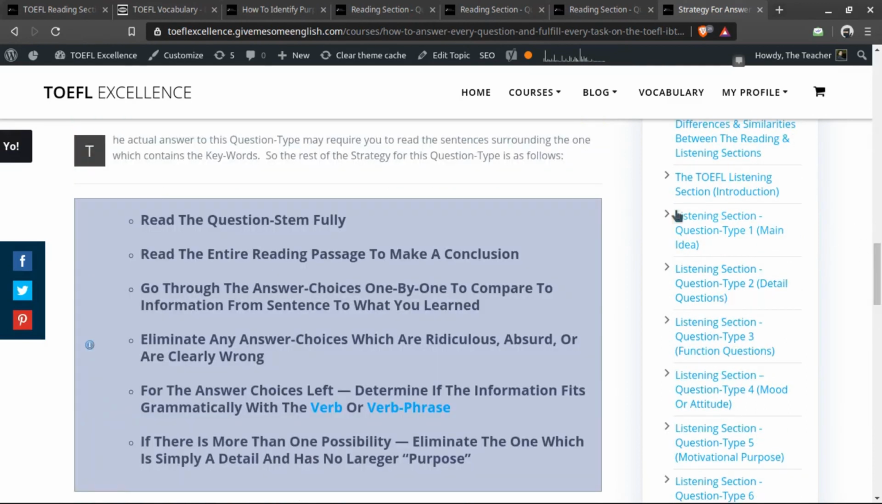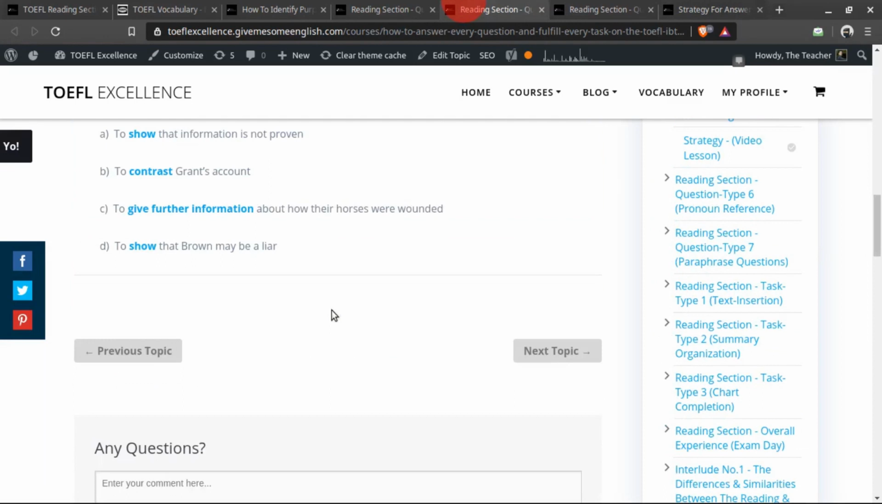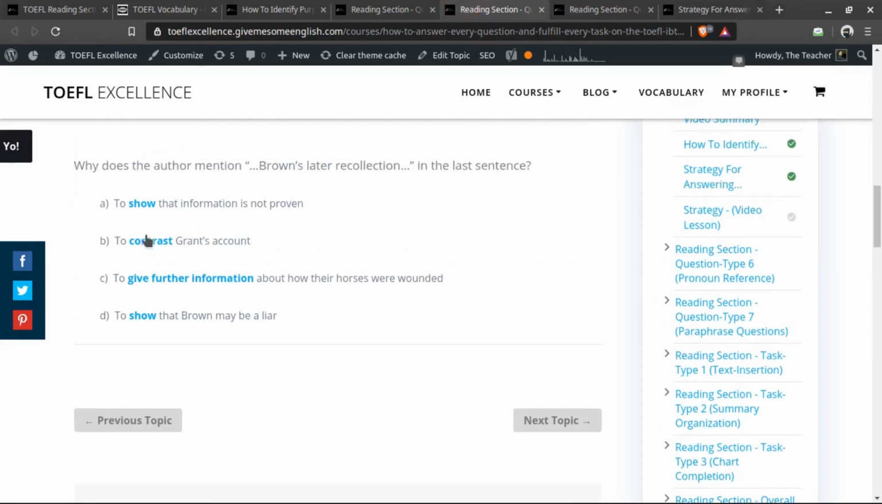So, just as a quick summary, read the whole question stem, read the entire reading passage so that you get an idea of what the information is about. Compare it to the question, or compare it to the answer choices, and then eliminate any answer choices which are obviously not correct. If there is more than one answer choice left, make sure it fits with the verb so that it is grammatically correct. If it's implying something and it's not showing it, then, for that particular answer choice, that wouldn't be it. If there's only one answer left, that's the one.